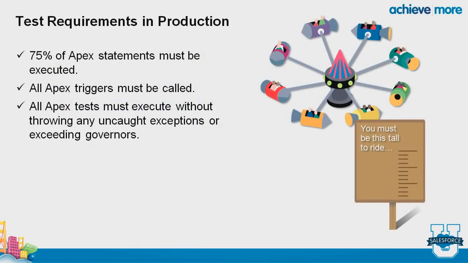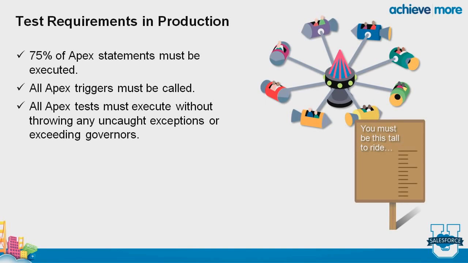You're writing them because if you don't write enough code coverage, you will not be able to deploy. The minimum is 75% code coverage. Now, that's not the target. That's the minimum. You should always try to achieve much, much higher than that. But in order to be able to deploy, you need 75%.